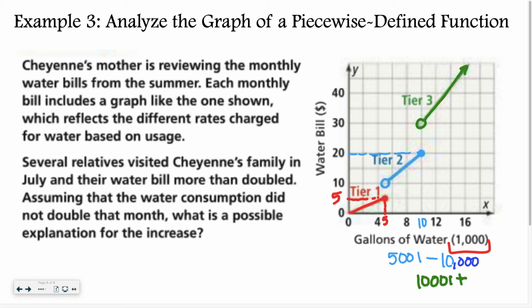So what is a possible explanation for the increase? Honestly, it could just be that they used enough water to jump up a tier. They might have been in tier 1, but now all of a sudden they are in tier 2, or they are now in tier 3. So these types of graphs help you determine the different costs.